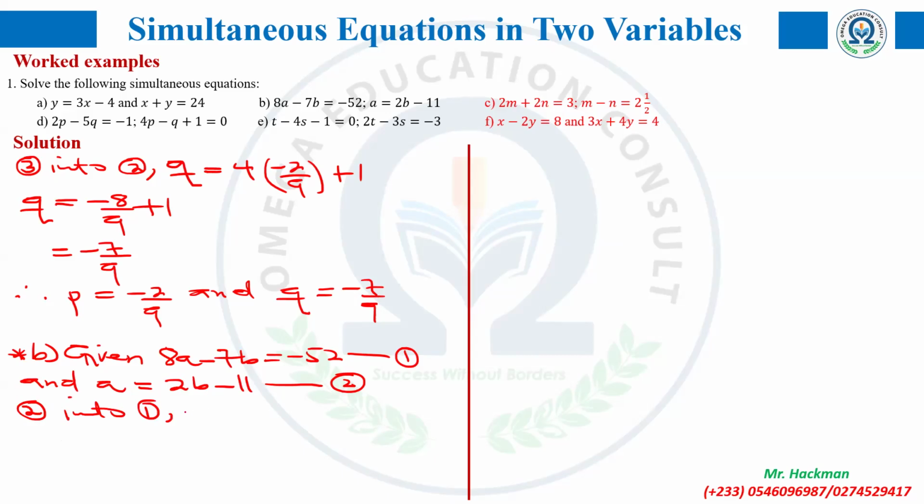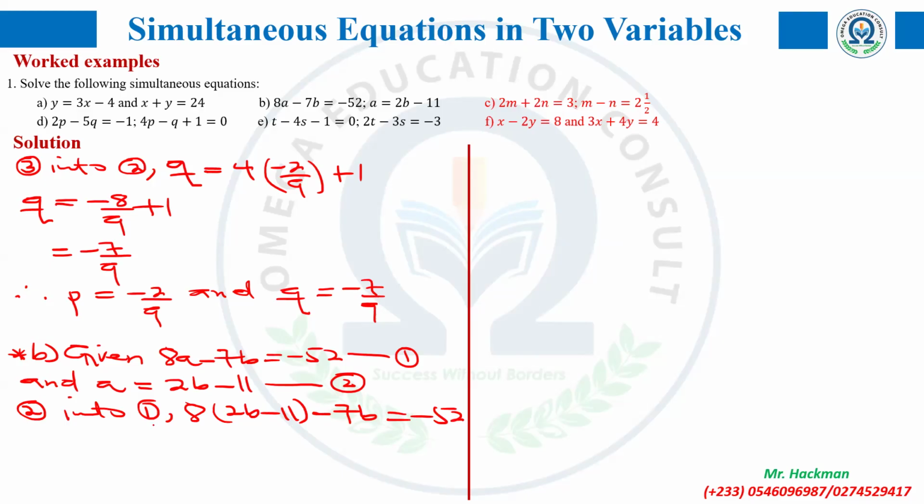So it means that will give me 8 into, my A is 2B minus 11. And here I cannot ignore the brackets because my coefficient is not 1. It's any other number apart from 1. So in that case, you substitute. So it's 8 in this situation, then minus 7B is equal to minus 52.